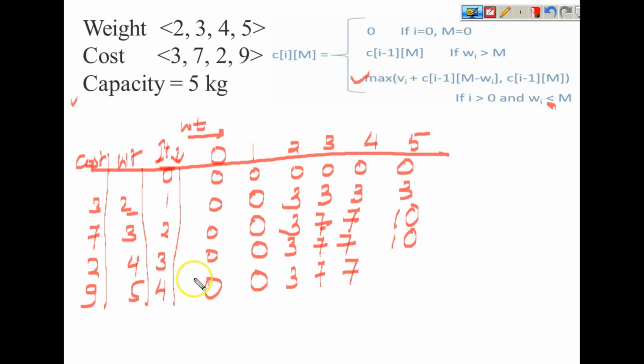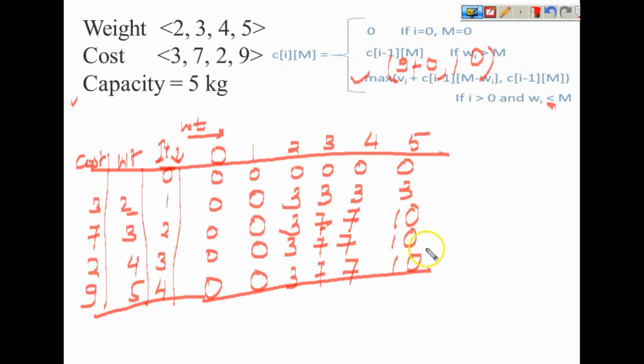So let us check: the value of this item is 9, plus, because there is no difference, that is 0, comma, and the previous value is 10. So we have to take the maximum, which is 10, so I am writing 10. So this is what we need to do.